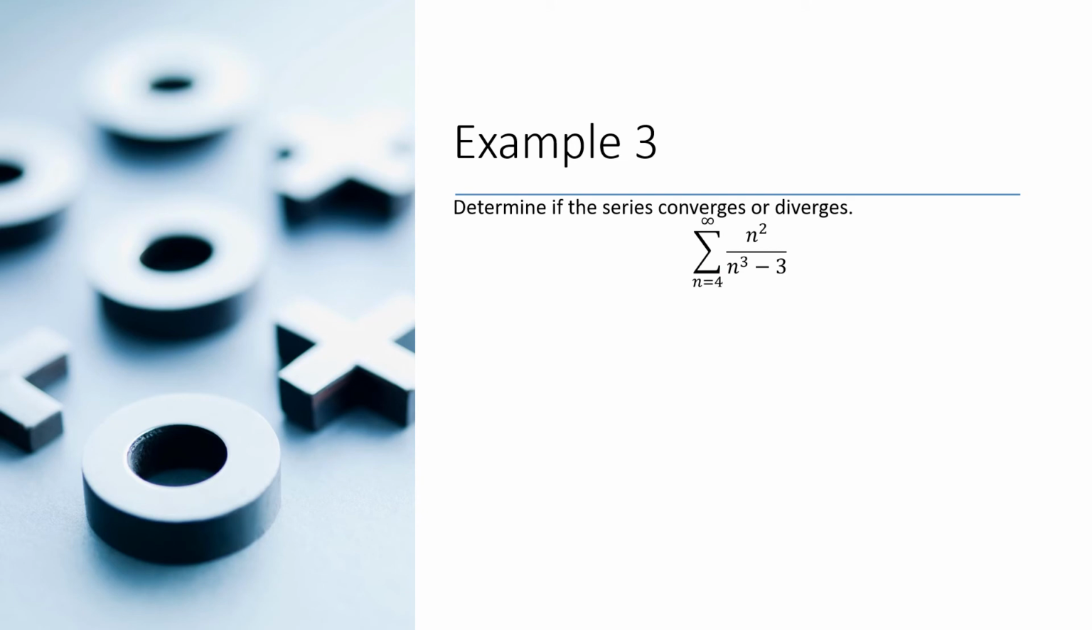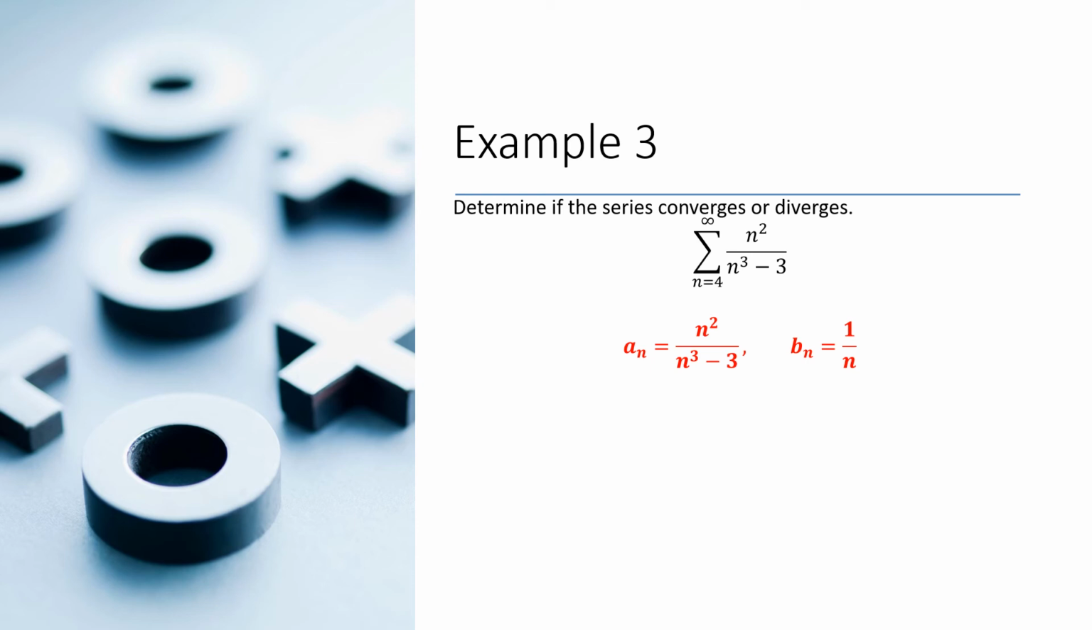All right, so you have example 3. We want to determine if it converges or diverges. And this is very similar to the one we did earlier. We have the sum from n equals 4 to infinity of n squared over n cubed minus 3. And so my a sub n is the original function we start with, n squared over n cubed minus 3. And my b sub n, I'm going to use 1 over n.